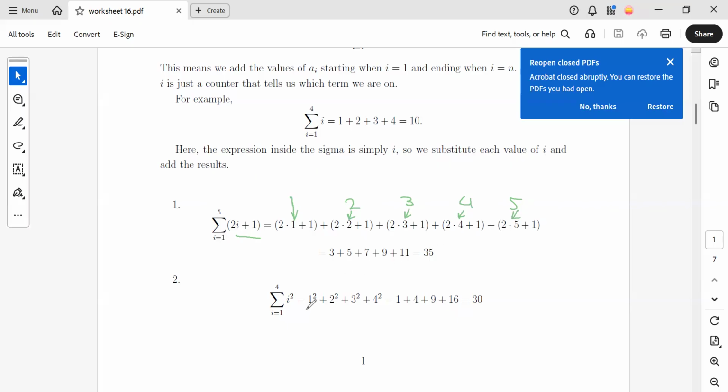Let's say we have i squared when i changes from 1 to 4. So for the first one, we have i as 1, but since it is squared, you would write it as 1 squared. For the second one, you have 2 squared, 3 squared, 4 squared, and when you add them up, you get 30.